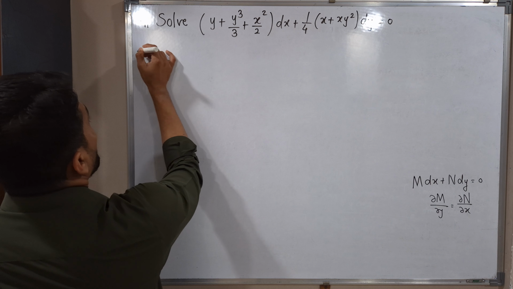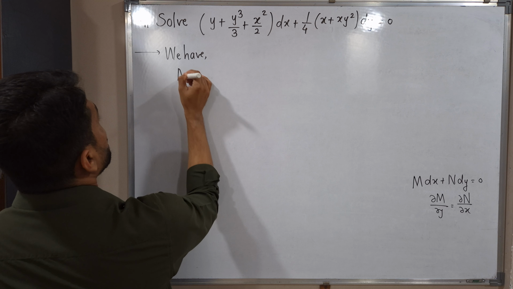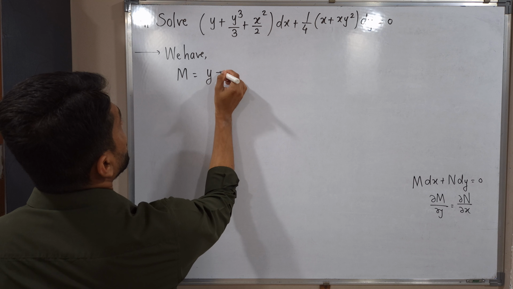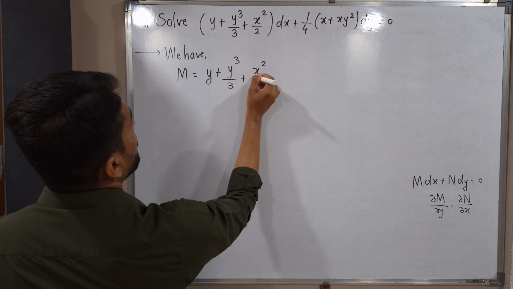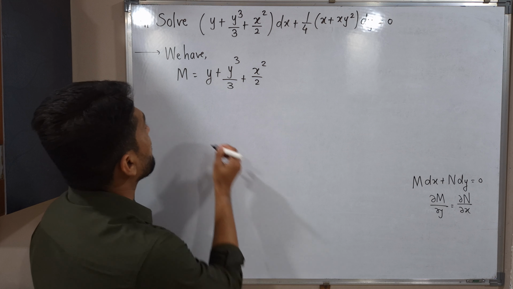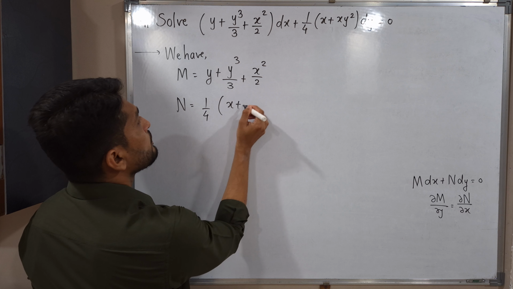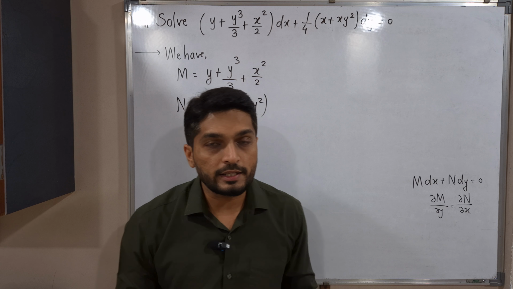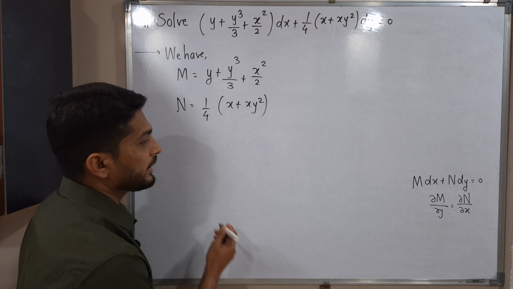So let me write here, what is our M? The multiple of dx is our M. So this is my M, which is y plus y cube by 3 plus x square by 2. My N is nothing but the multiple of dy, which is 1 by 4 x plus xy square. Let me write N is equal to 1 by 4 x plus xy square. Now I'm going to find both these partial derivatives and then we will check whether both of them are the same or not. Let us start with del M by del y.